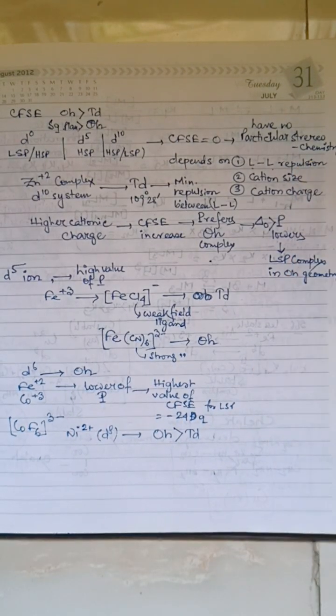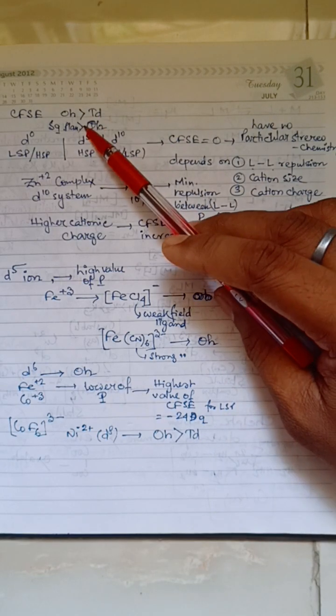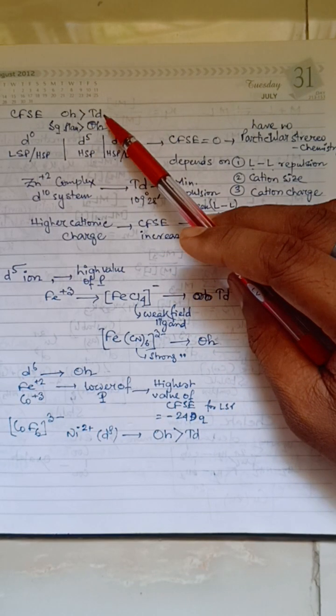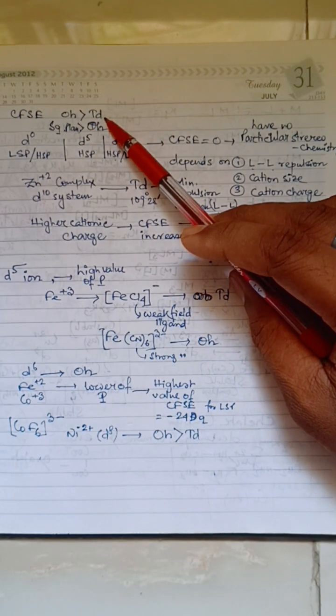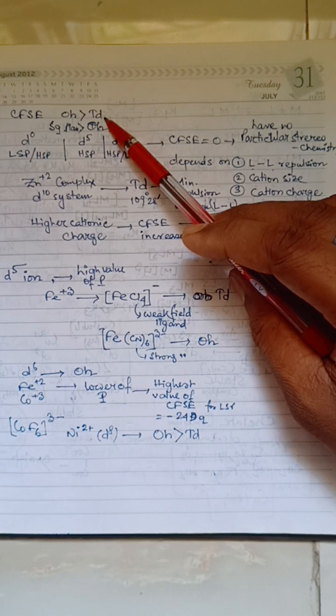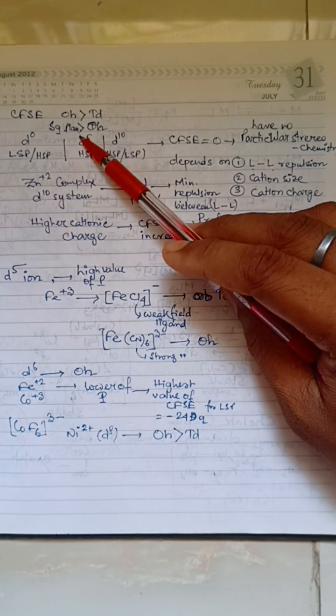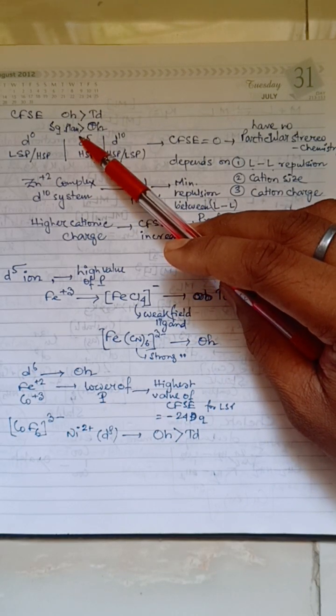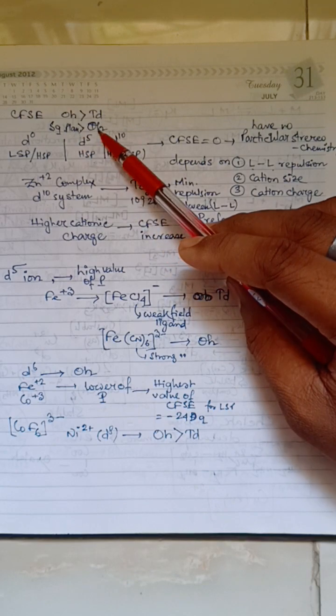Okay, in the previous classes, we already discussed that the CFSE value for the octahedral field is much greater than in the case of tetrahedral, and the value is about 2 by 5 times, or 4 by 9 times. Square planar complexes also have a CFSE value greater than octahedral.